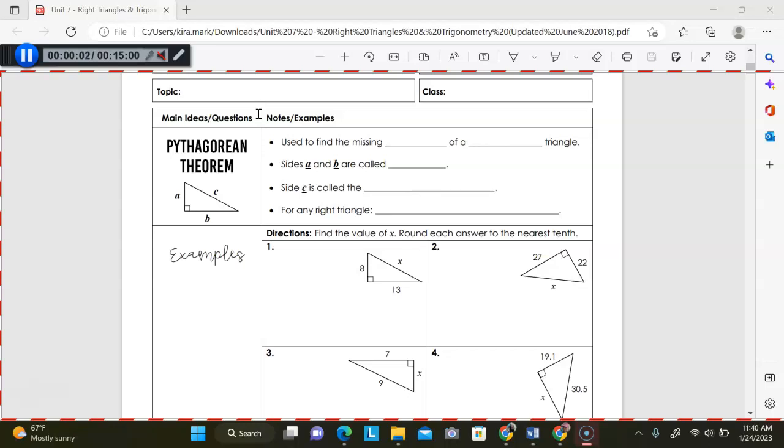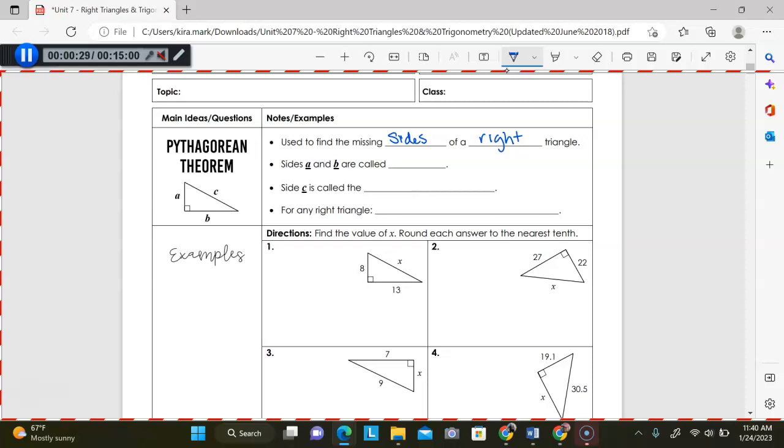Okay, in this video, I'm going to go over a common topic that we should be familiar with because we've used it in previous math classes every now and then. Pythagorean theorem. So this is used whenever we have a right triangle, and it is used to find the missing sides of a right triangle.